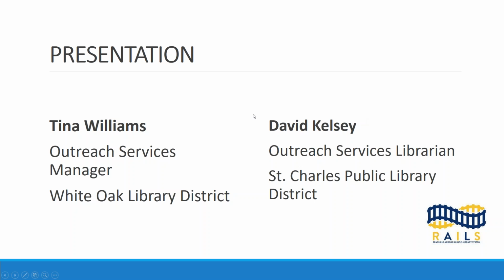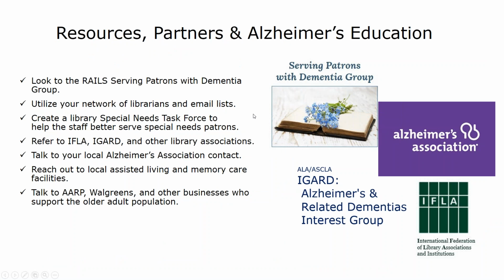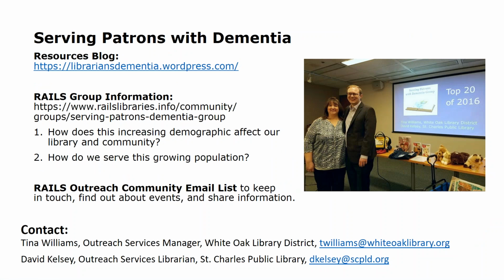So I'm going to start with our first one here that talks about just an overview of what we're doing. In 2016, we started the networking group with Rails, Serving Patrons with Dementia, and we've also spoken with the Heartland group, so we try to provide as much information statewide as we can. We started a resources blog so that every time we learn about something, we post it up there. And we're excited because we're about to add at least 10 more resources to that this weekend.